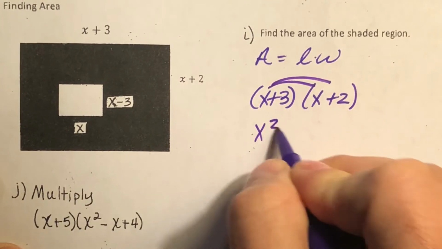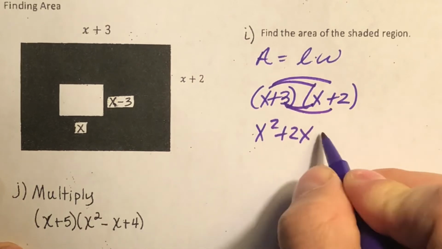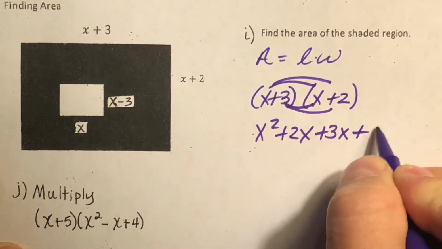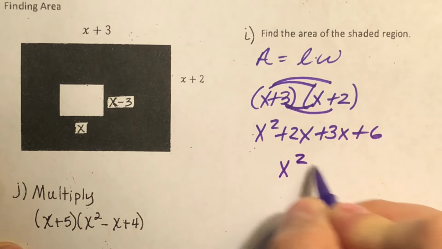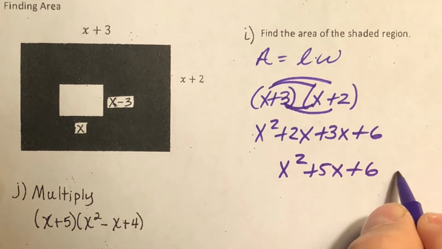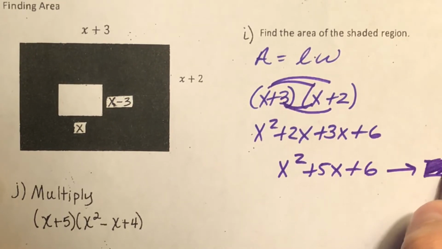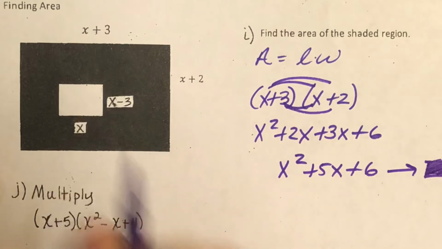So let's distribute. I get x squared plus 2x. I'm going to distribute the 3x plus 6. Plus 5x plus 6. So this is the area of that whole black shaded region.